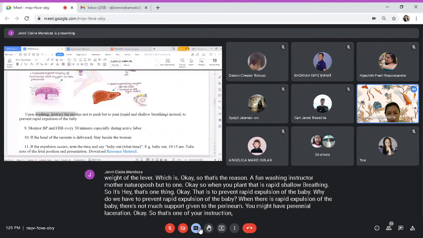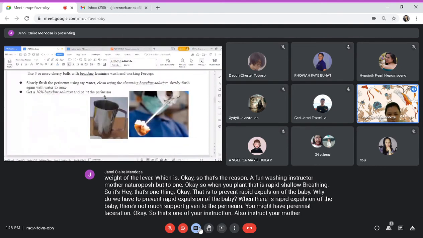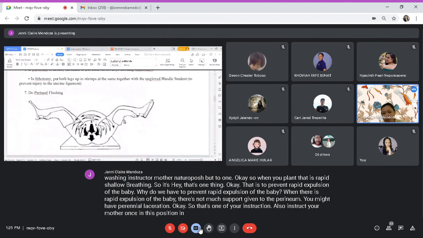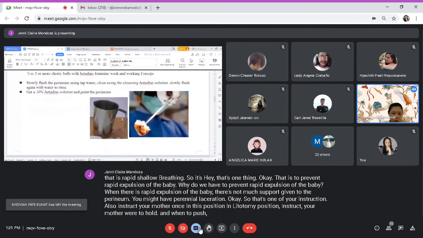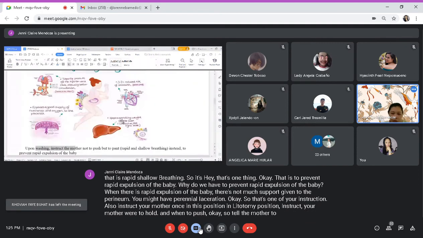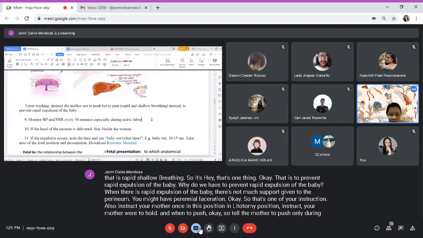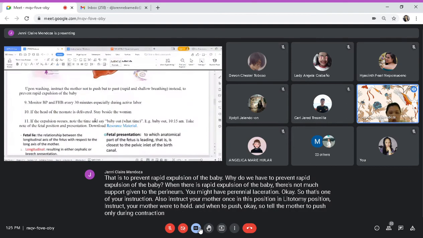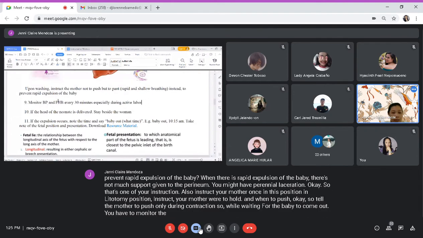Also instruct your mother, once in this position, in the dorsal recumbent position, where to hold and when to push. Tell the mother to push only during contraction. While waiting for the baby to come out, you have to monitor the BP and the fetal heartbeat of the baby every 30 minutes.